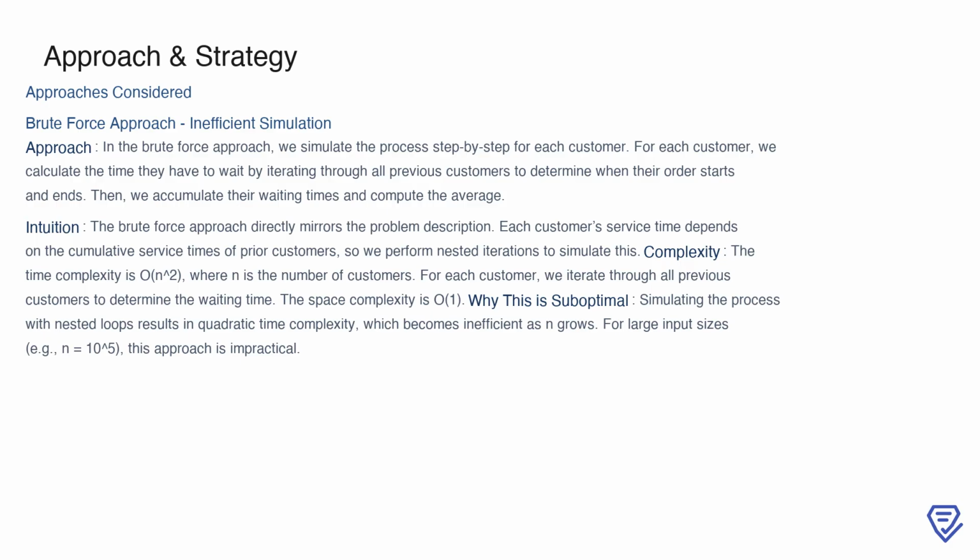To begin, we considered the brute force approach, which directly simulates the problem as described. In this method, we process each customer one at a time, calculating their waiting time by iterating through all prior customers to determine when the current customer's service can start and end. After calculating the waiting time for each customer in this way, we sum these values and compute the average. While this approach mirrors the intuition behind the problem, it's computationally expensive. For every customer, we perform nested iterations to account for the cumulative service times of all previous customers. This results in a time complexity of O(n²), where n is the number of customers.